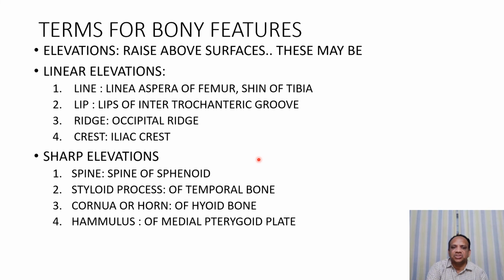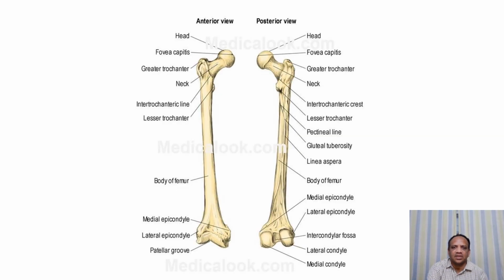If the elevation is sharp, pinpointed, that is a spine. If it is somewhat long, that is a styloid process, and a cornua or a horn, hamulus. So these are all where we see these sharp elevations: spine of sphenoid, styloid process of the temporal bone, cornua or horn of hyoid bone, hamulus of the medial pterygoid plate. Hamulus is hook shaped, and you can see here.